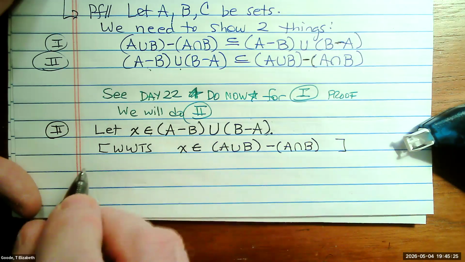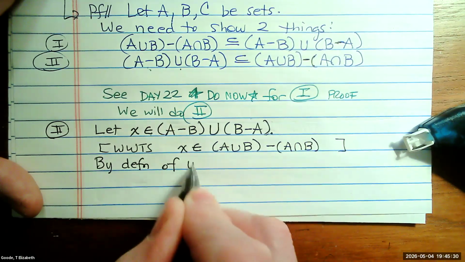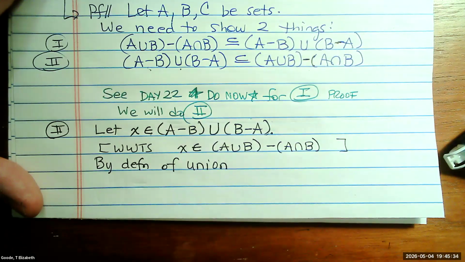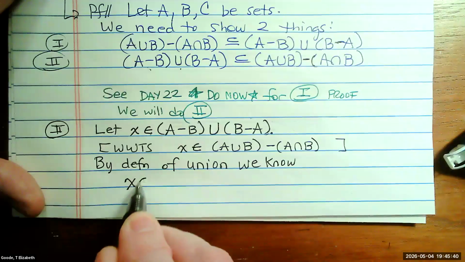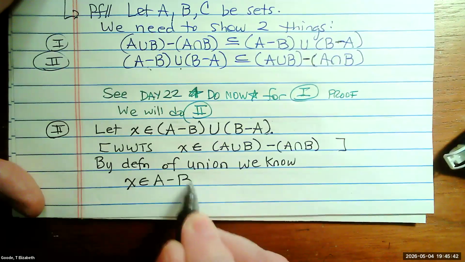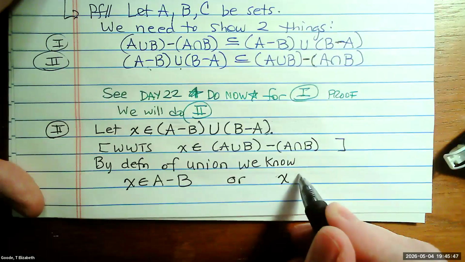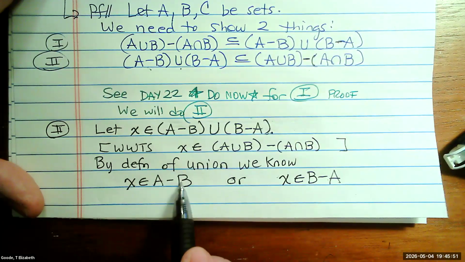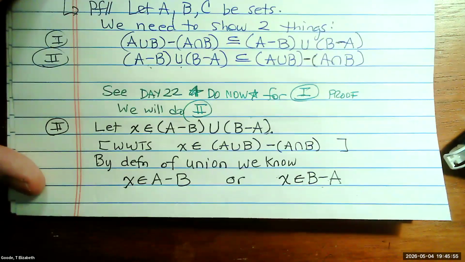So, by definition of union, does anybody know what the union operator for sets tells us? Yes, it's an or. So X is an element of A minus B, or X is an element of B minus A. Use complete statements. Don't just say A minus B or B minus A. Make these complete statements.